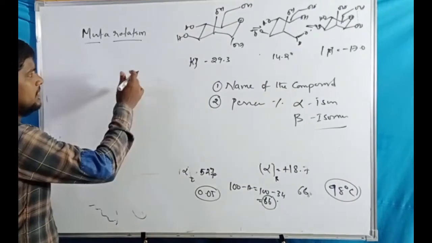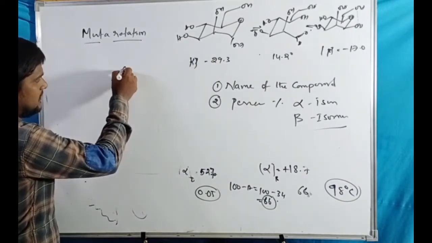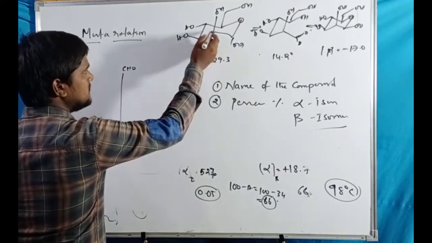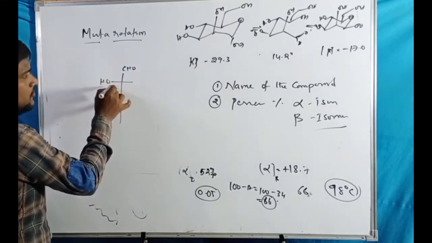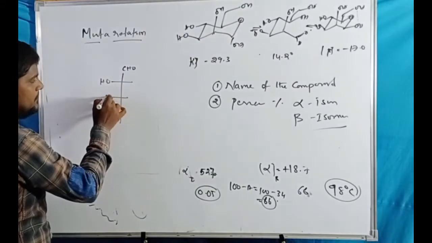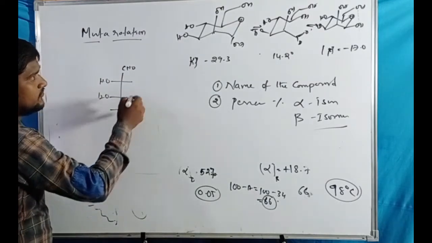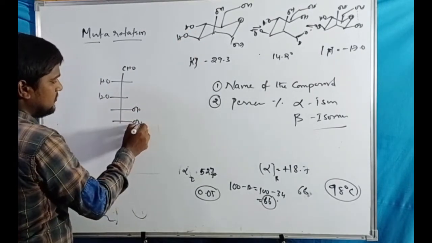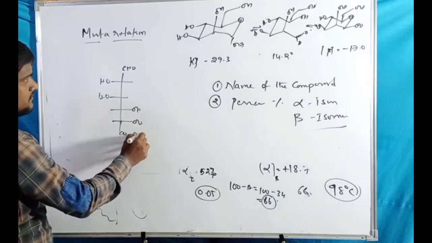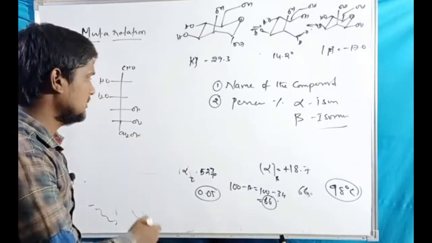Now here it gives the open chain structure, that is CHO. The second position is left, the third is up, the fourth is down, that is the right side, and the final one, the D isomer, is also the right side. This is the open chain structure of the corresponding product.